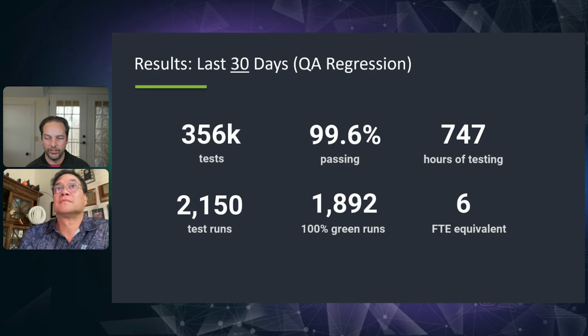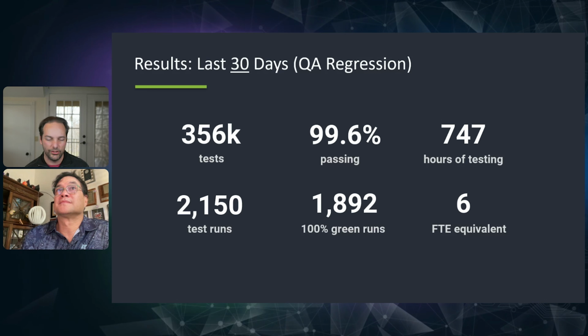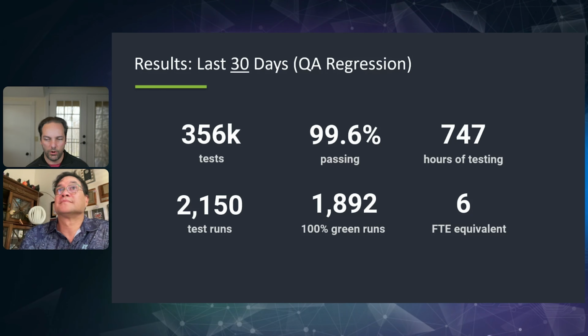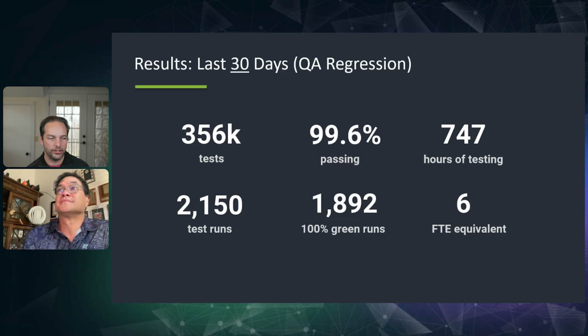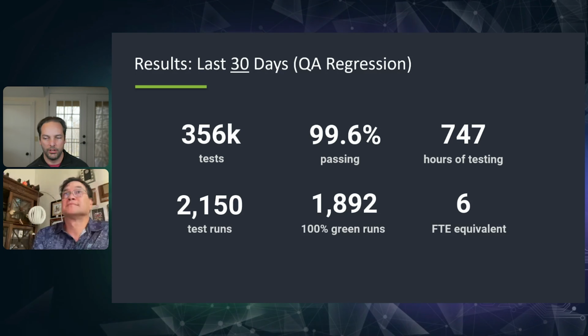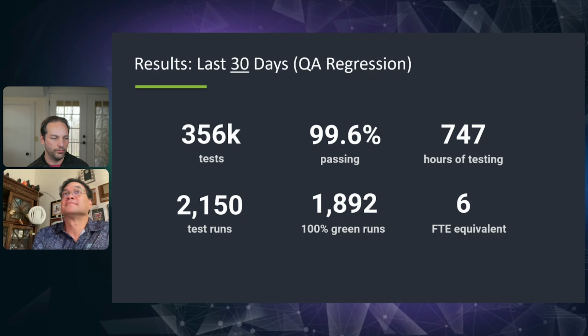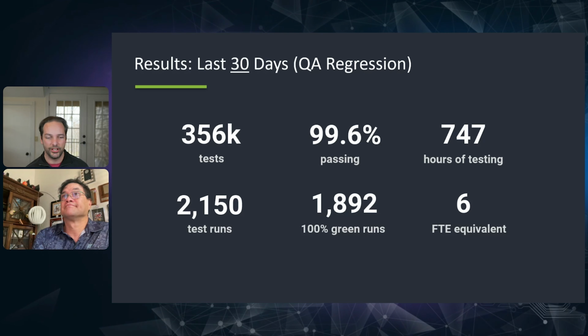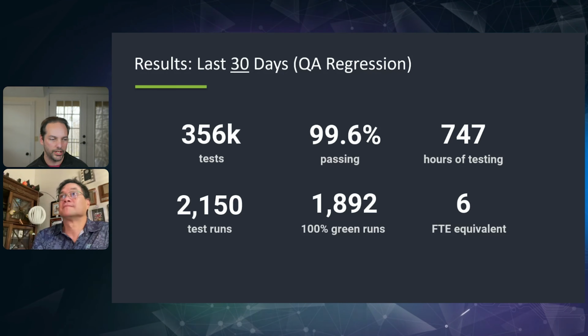And then I love this because I was always on the fence, should we back off on, is 100% green unrealistic? In the QA environment, there were 1,892 test runs performed in the last month that were 100% green, which meant nobody had to review failed tests, right? And that to me is just super cool. And so Octopus Deploy, working together with Testry, has really helped make that happen.